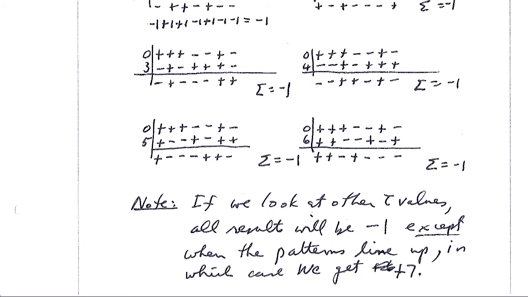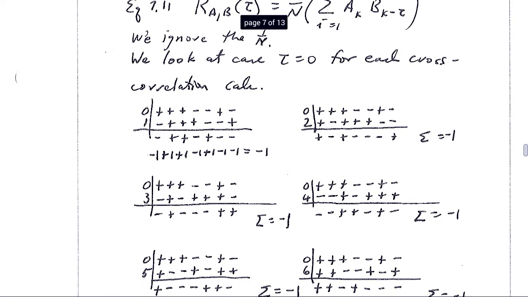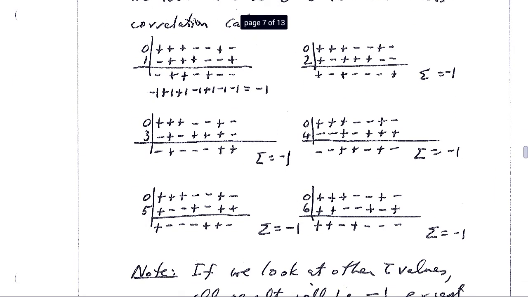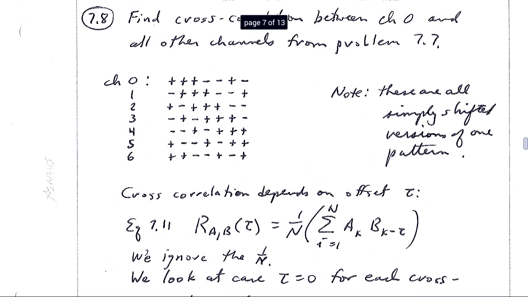So that's this problem. And the idea here is that in a CDMA system, we're assuming that we do have alignment of the 2 codes. And the idea is that we only get a good cross-correlation function, that is a large value of cross-correlation, when we use the correct code, basically. Okay? So that's problem 7.8.